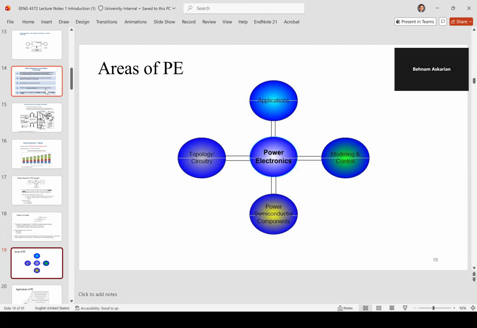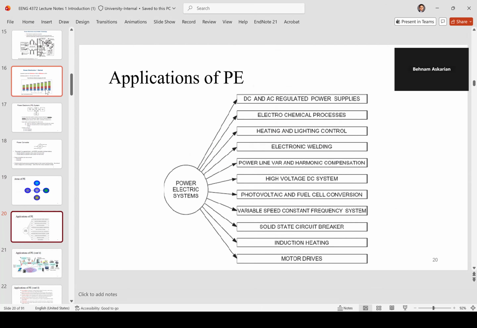Now, some areas of PE, we have the applications, the topology circuitry, the modeling and control, and power semiconductor components. I'll explain briefly about each of them. Some applications, I'm going to go through some of them. If you could think of some examples, please let me know on each of them.